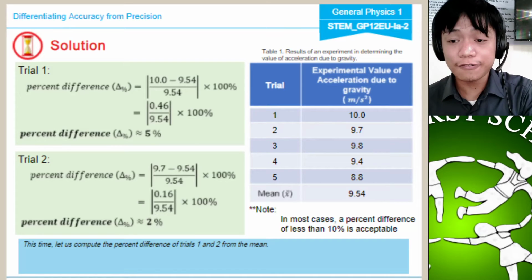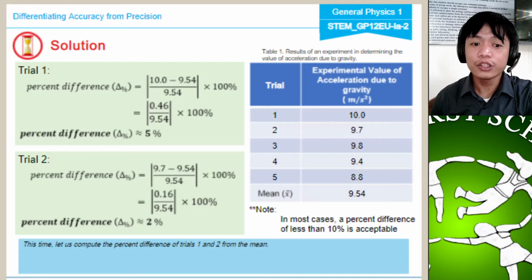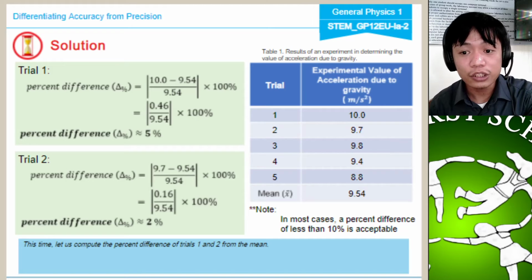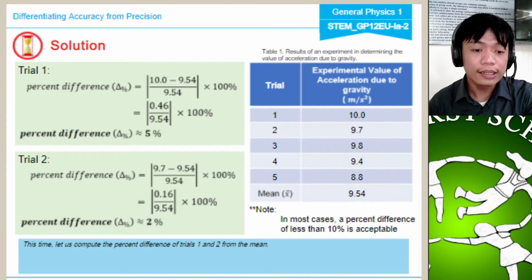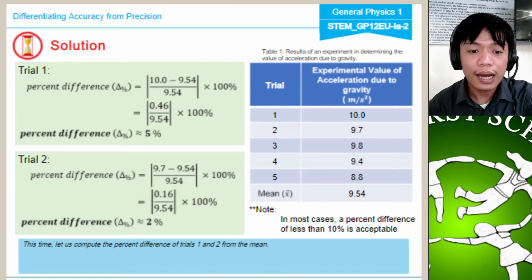So, take note that 5% is also medyo it's considered as accurate pa rin. So, medyo mas accurate pa rin siya. So, take note na ang 10 is malapit pa rin siya sa 9.8. Now, what about the percent difference in trial 2? So, mas malapit ang 9.7 sa 9.8.